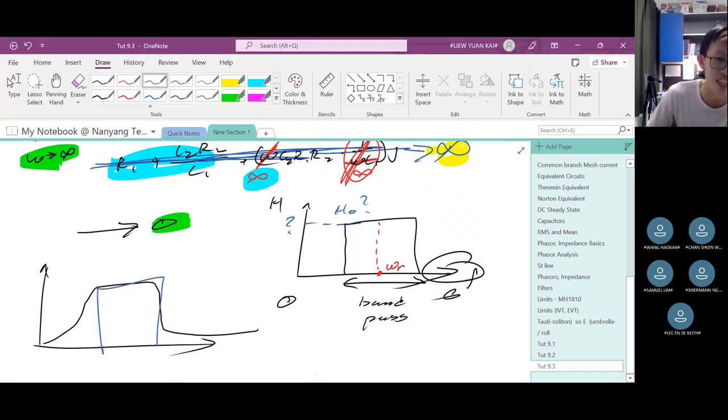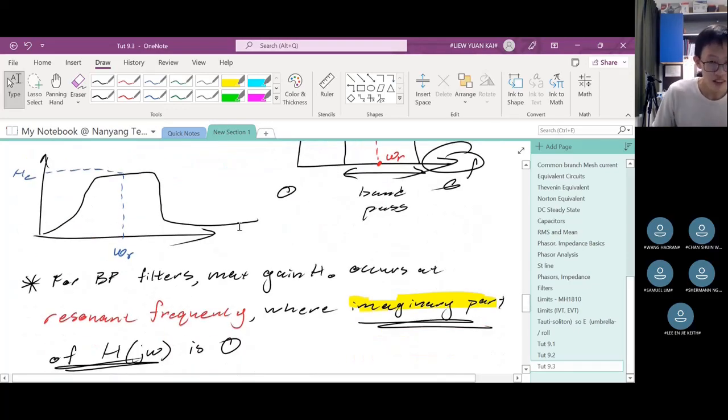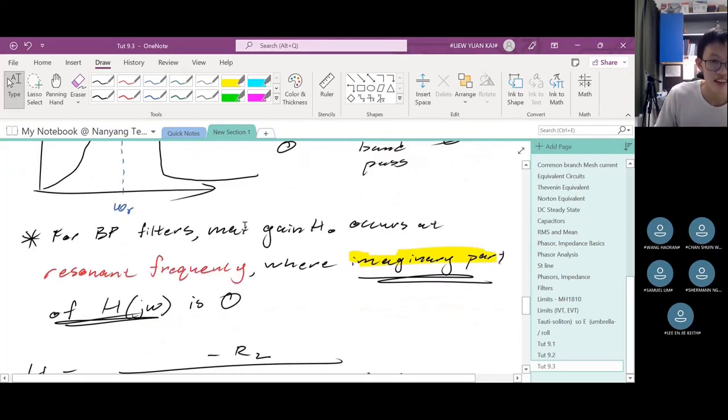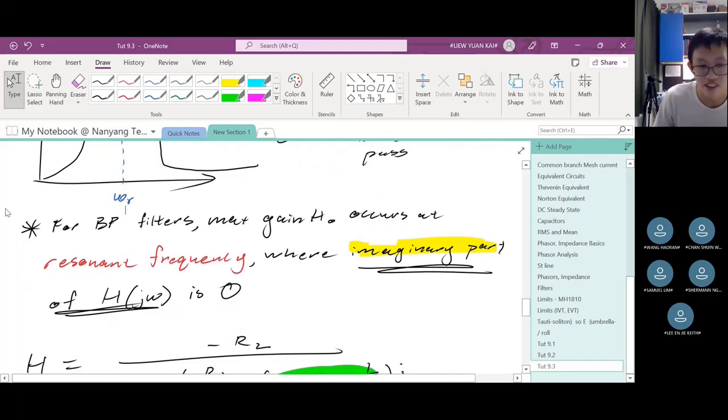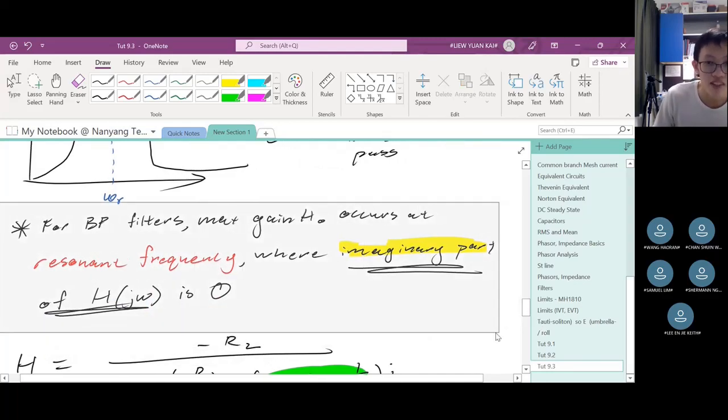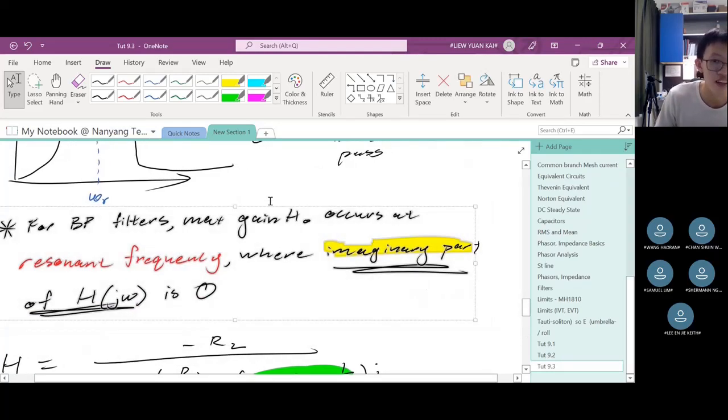It tries to look like the rectangle, but it cannot. So the maximum gain is at the very tippy top right here, which is H naught. This occurs at your omega r, the resonant frequency. And how to get that? You have to recognize that for bandpass filters, maximum gain occurs at the omega r.